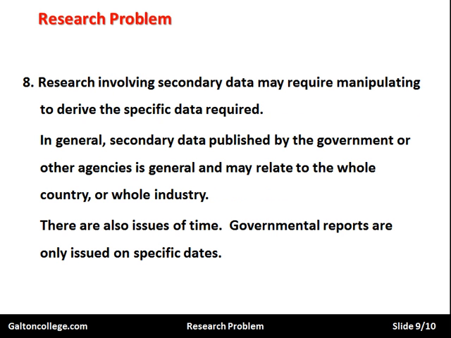Lastly, research involving secondary data may require manipulating to derive specific data, to derive this specific data that is necessary. So secondary data is data usually published by the government, but it may be published by industries or professional associations. It may be data collected in past pieces of research which have been published. This means that the company or the research organization does not have to get the data firsthand. It's secondary.